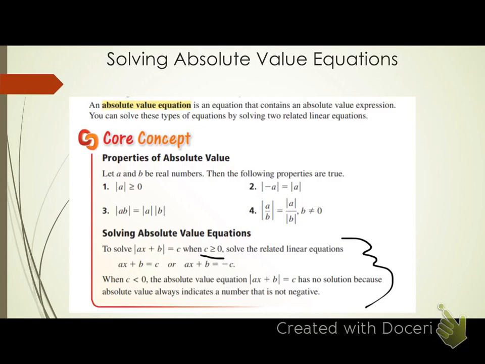So, to solve absolute value of ax plus b equals c, when c is greater than or equal to 0, solve the related linear equations. Ax plus b equals c, or ax plus b equals negative c. What do we notice about this first equation and my original? What do we notice about these two things? This first equation and my original equation.